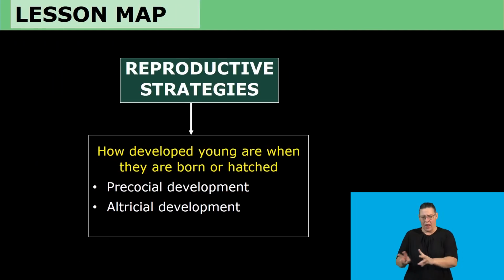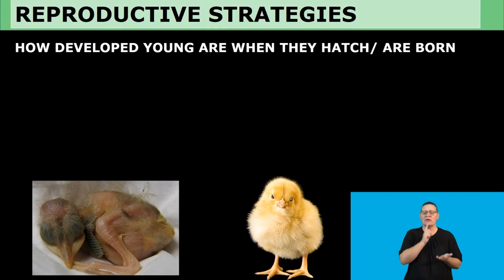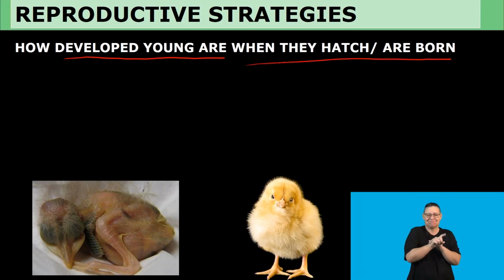There are two ways in which the young ones develop: precocial development and altricial development. You need to remember what to say based on this. So we spoke about the development of the young ones, when they are hatched or when they are born. Precocial and altricial development.